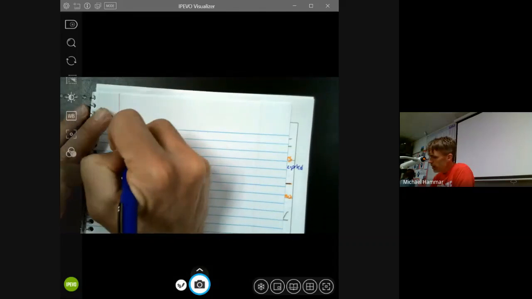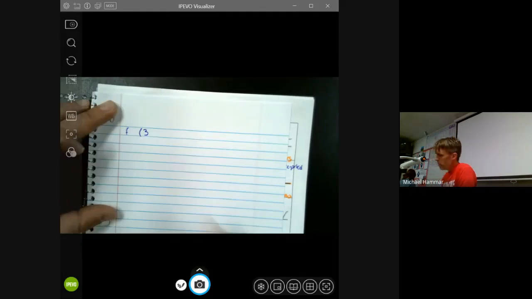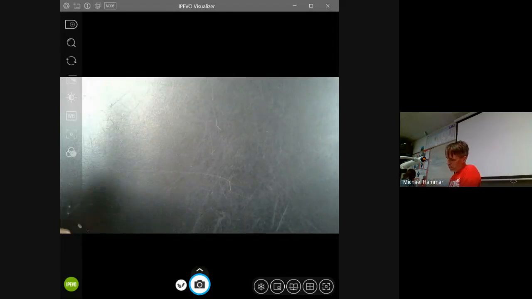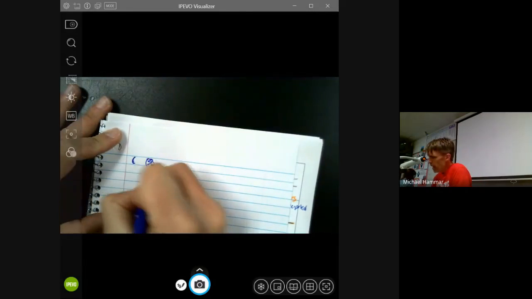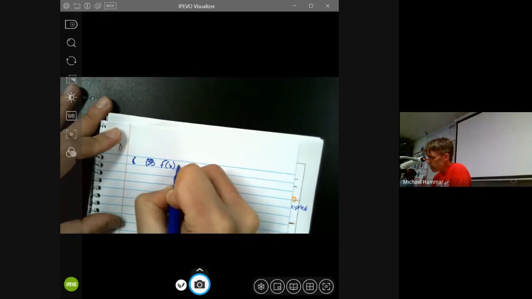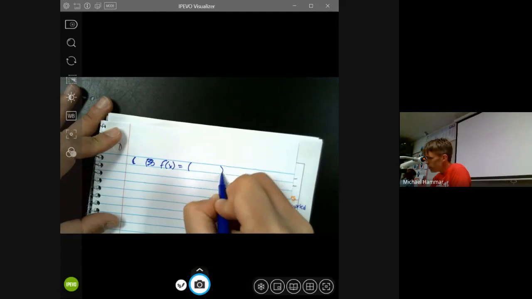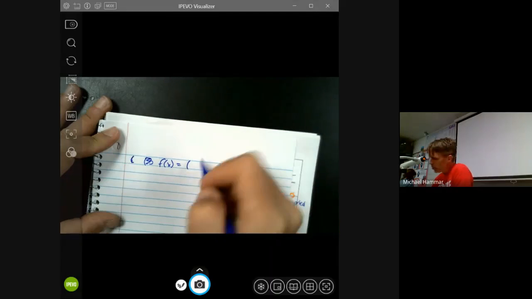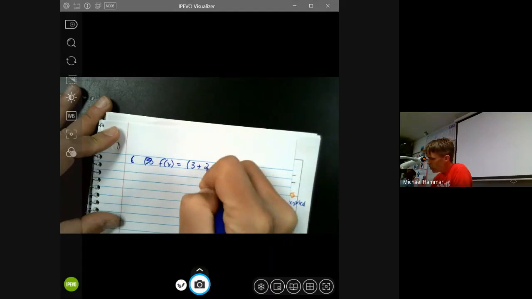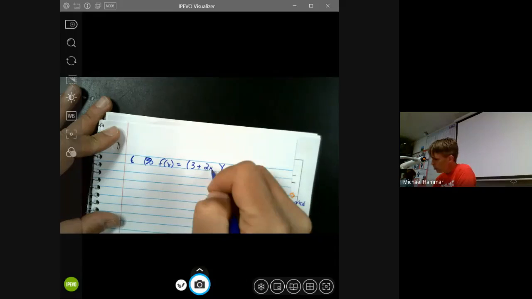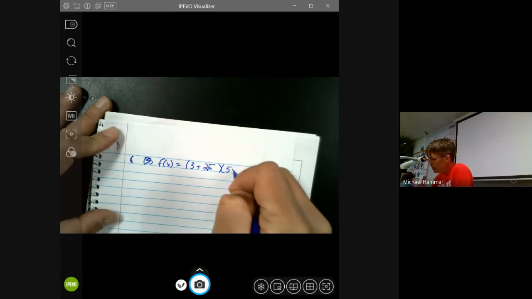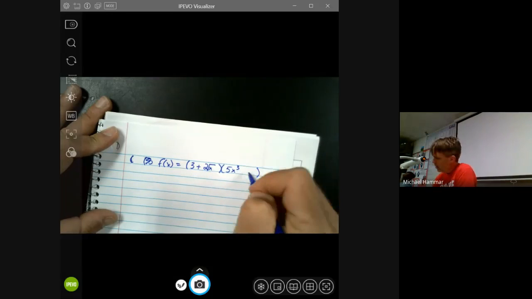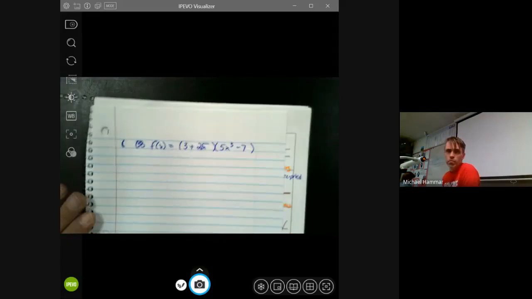So let's say I give you this quantity. So this will be, let's see, what part was this? This will be letter C. And we're going to do f of x equals, we have the two quantities. We're going to do 3 plus 2x, 2 times the square root of x. And then we have 5x cubed minus 7. Okay?